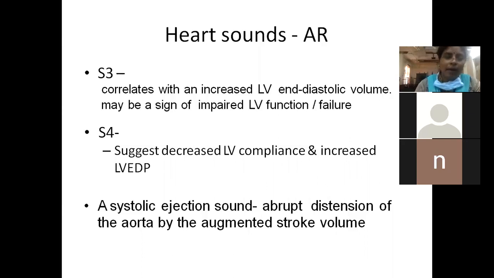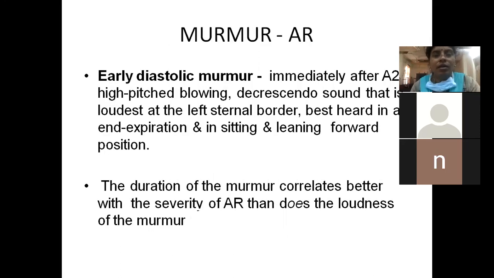Apart from these sounds, you may hear a systolic ejection sound whenever there is abrupt distension of the aorta by increased stroke volume. So the sounds are S1, S2, S3, S4. S3 and S4 are heard during the decompensated state. S1 is soft, and the A2 component of S2 may be absent, accentuated, or normal, or there may be a paradoxical split or a single sound. It all depends upon the structure involved.